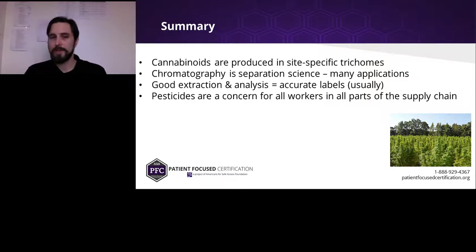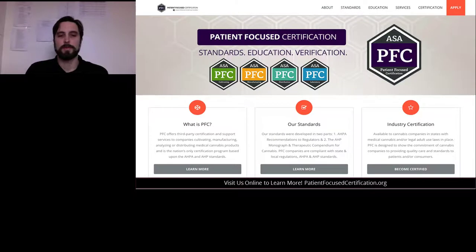Usually, there are some other issues with the supply chain, such as representative sampling and things like that. But typically, if you know how to apply your extraction methods and you know how to analyze the products appropriately, you should be able to generate accurate labeling. Pesticides are a concern for all workers in all parts of the supply chain, as well as the consumer. So if you're a business and you're watching this, I'd think about those additional protections that you can do for your employees.